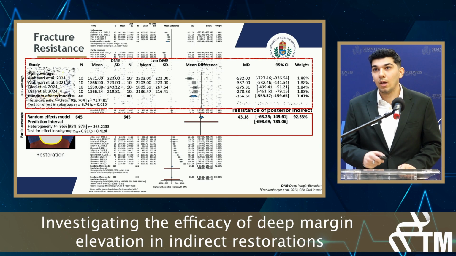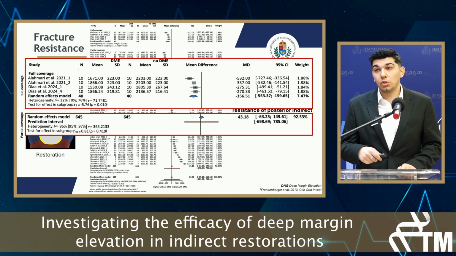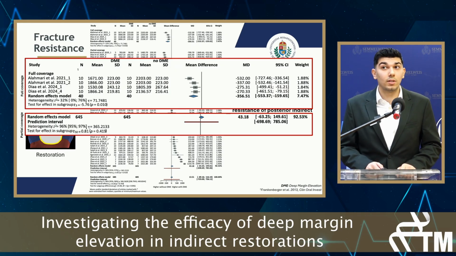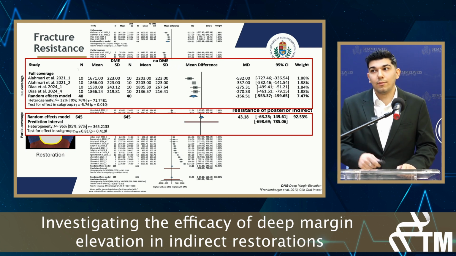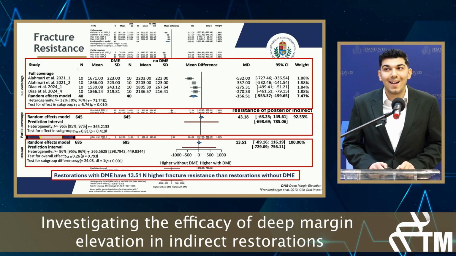restoration will break. For full coverage restorations, the results are both statistically significant and clinically relevant, since we can see that restorations that were cemented directly to a subgingival level had a higher fracture resistance. However, even with deep margin elevations, restorations had a fracture resistance of way more than 1,000 newtons, meaning that deep margin elevation can still be used for full coverage restorations without the fear that the restoration will break. Overall, we can conclude that restorations with deep margin elevation had 13.51 newtons higher fracture resistance than restorations without deep margin elevation.